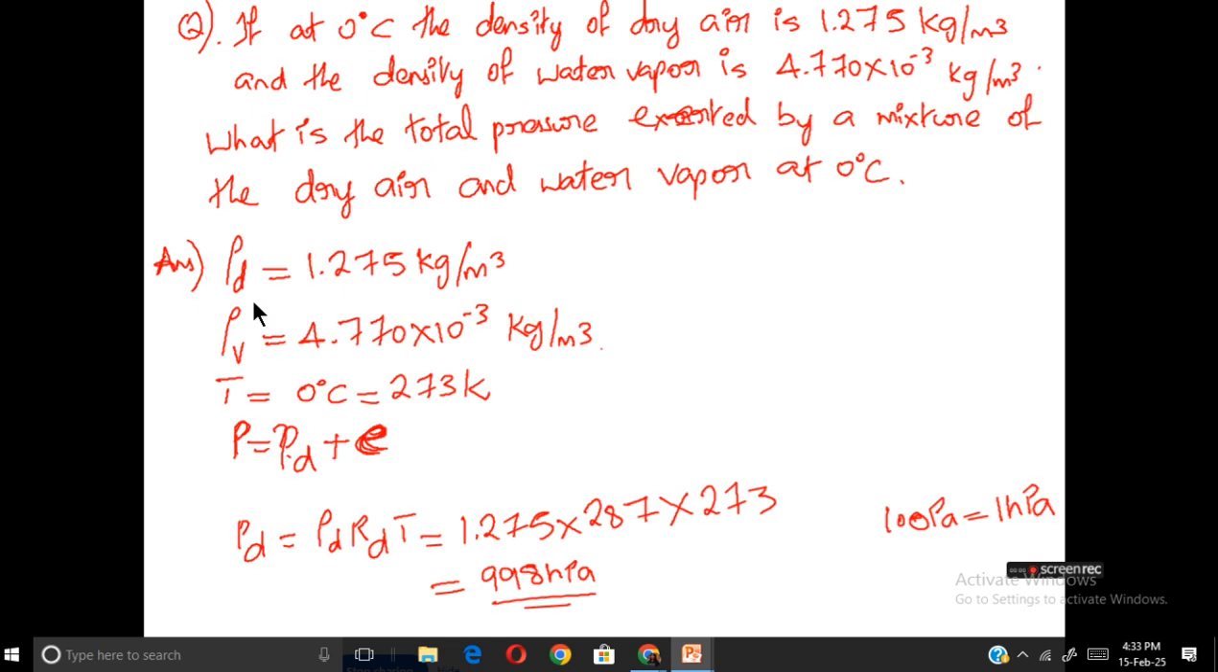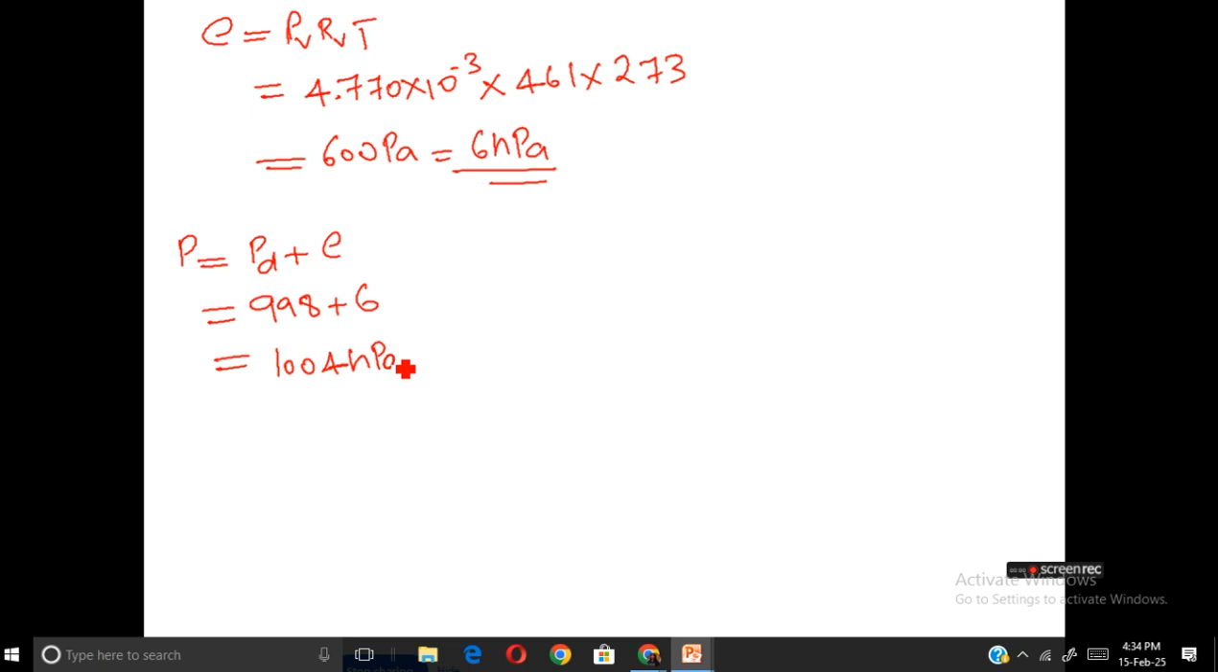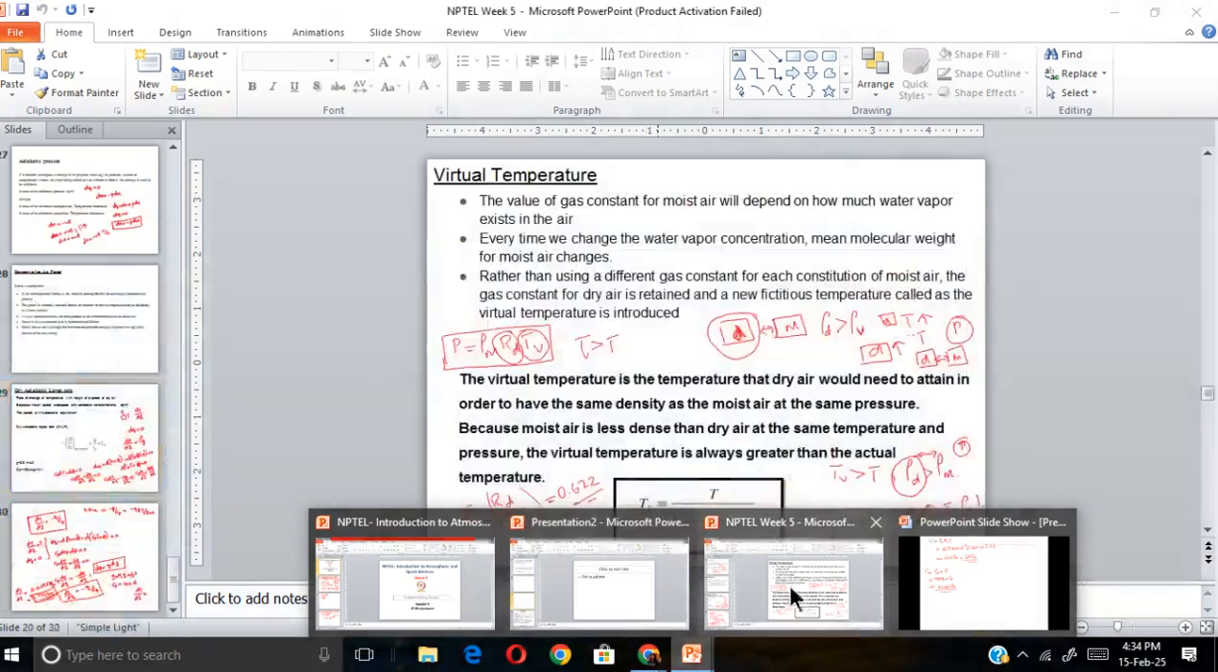The total pressure exerted by the mixture of gases will be PD plus the vapor pressure E. So PD, we got it as 998 hectopascal. So it will be 998 plus 6, which is the total pressure exerted by the mixture of gases, around 1004 hectopascal. This is the total pressure exerted by a mixture of gases containing dry air and water vapor. I hope it is clear.